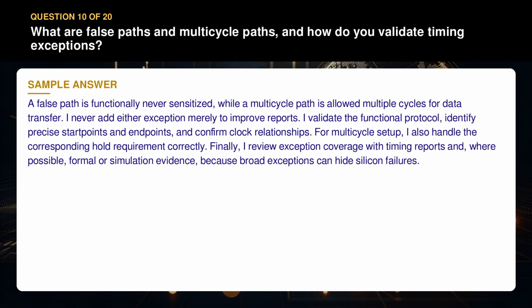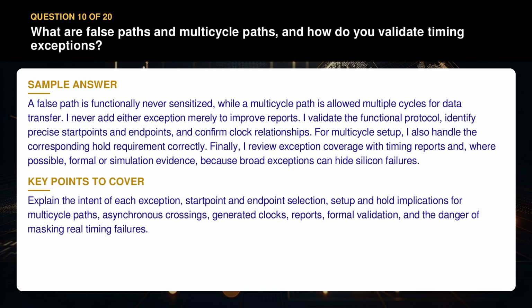Finally, I review exception coverage with timing reports and, where possible, formal or simulation evidence, because broad exceptions can hide silicon failures. Explain the intent of each exception, start point and endpoint selection, setup and hold implications for multi-cycle paths, asynchronous crossings, generated clocks, reports, formal validation, and the danger of masking real timing failures.